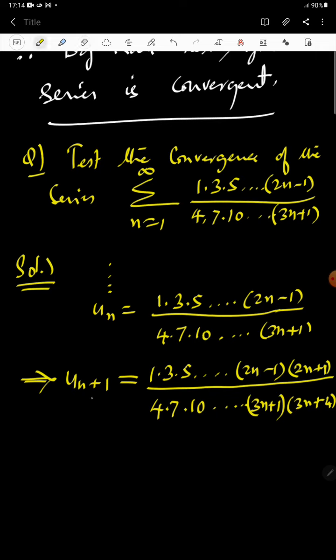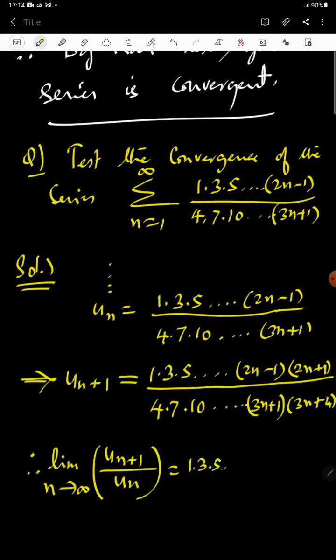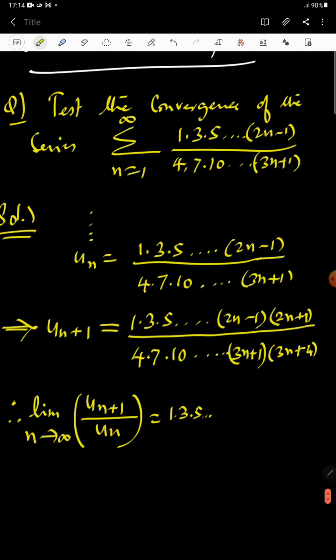Now un plus 1 is this one, therefore limit as n tends to infinity of un plus 1 by un. Now it is just a simple tricky step. This will come reversed after cancellation. Let me write it: 1, 3, 5 so on up to 2n minus 1. It takes a lot of time to write, so I am trying to save time. So this un plus 1 will be there, and this particular un will be reversed. So this 1, 3, 5 will get cancelled. 4, 7, 10, 4, 7, 10, they all get cancelled.